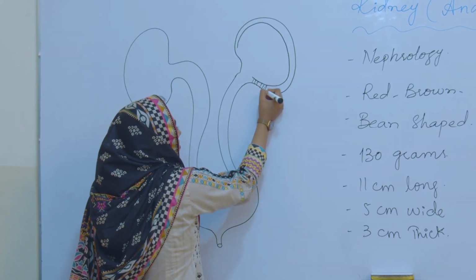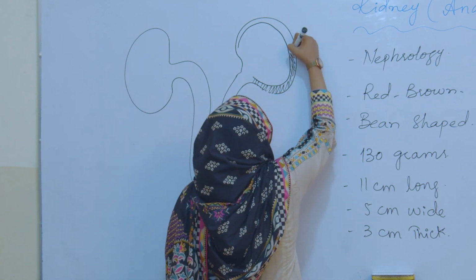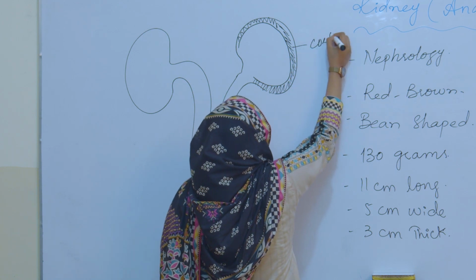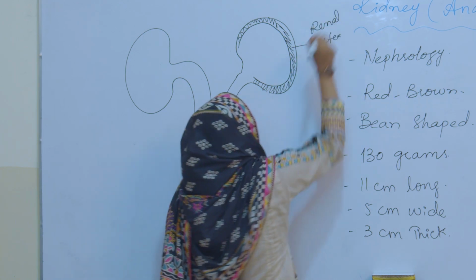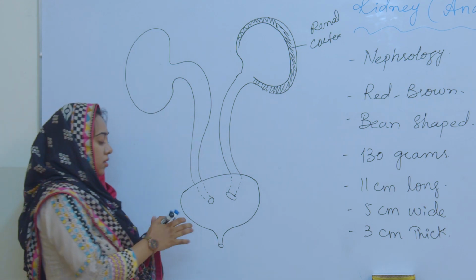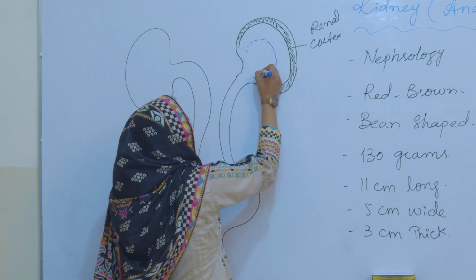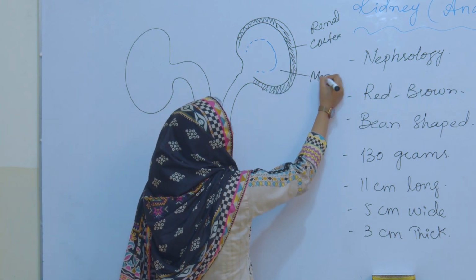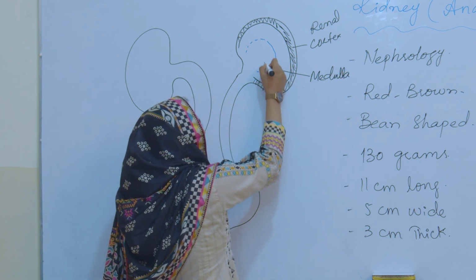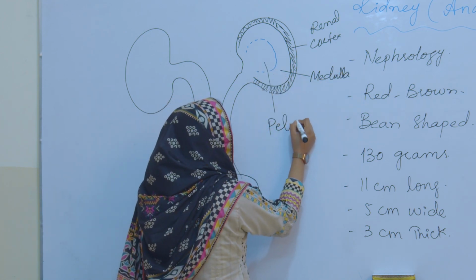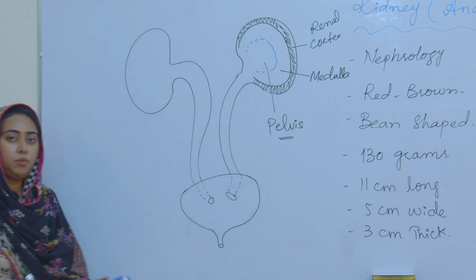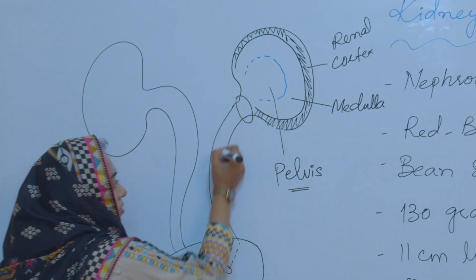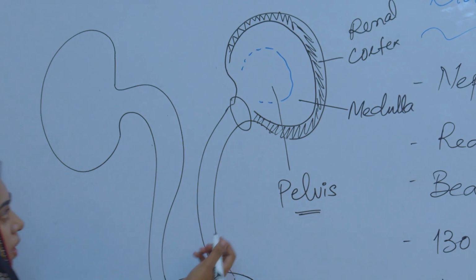The part which is at the boundary and which is a bit darker is the cortex. It would be called the renal cortex, right? Inner to this there is the renal medulla. And afterwards we have a structure which is like the pelvis, and here is the point from where the ureter is going out. Ureter is connected to this pelvis.